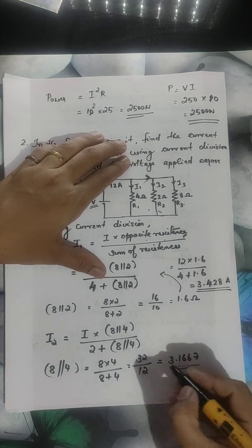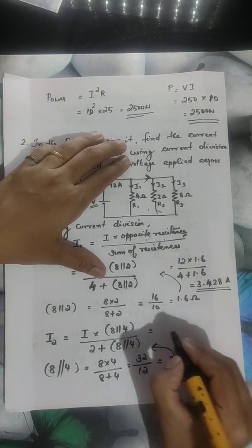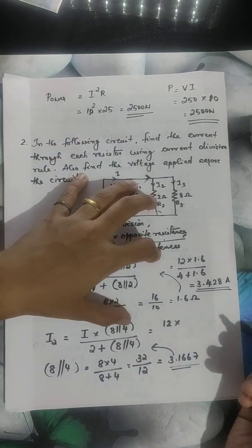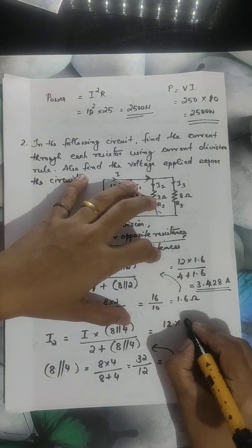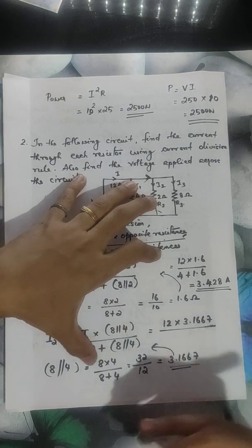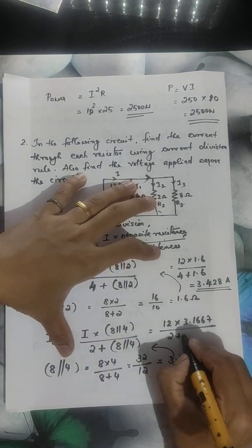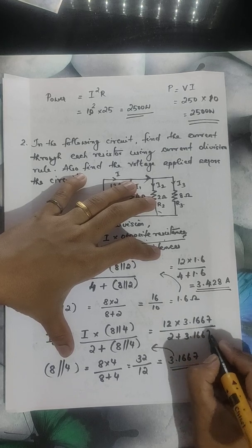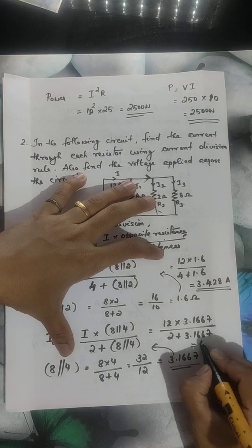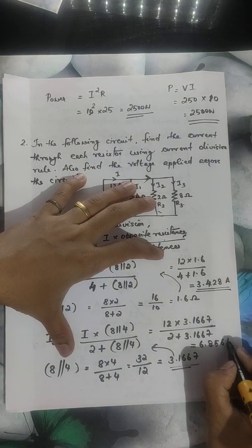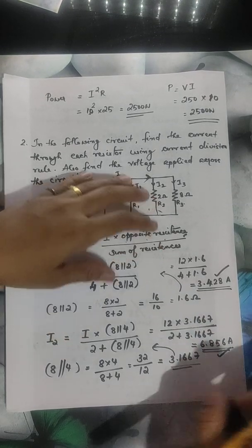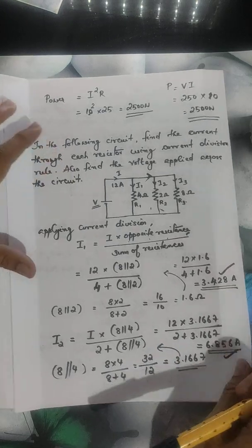3.1667. Okay, and substituting this value here, we will get total current I, that is 12, into equivalent resistance of 8 parallel to 4 is 3.1667 divided by 2 plus 3.1667, and the answer will be 6.856 ampere. So we have got the value of I1 as well as I2. So now let us calculate the value of I3.